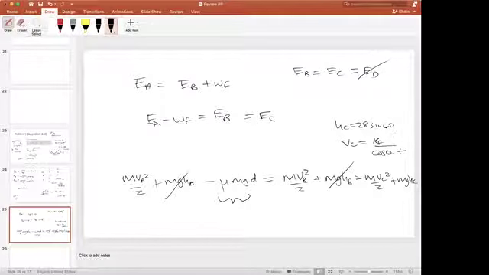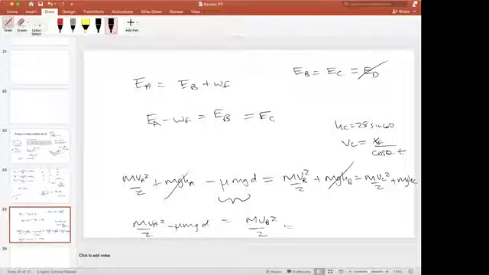So we know VC and we know HC. We know this, and so we could either find VB or we could find VA. And we would have that M VA squared minus mu MGD is equal to either M VB squared over 2, or is equal to M times X final over cos theta times T squared over 2 plus MG, I guess L sine theta, right? And that's all you have to do.